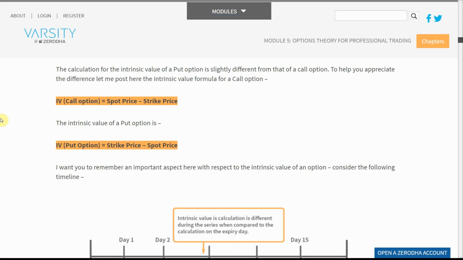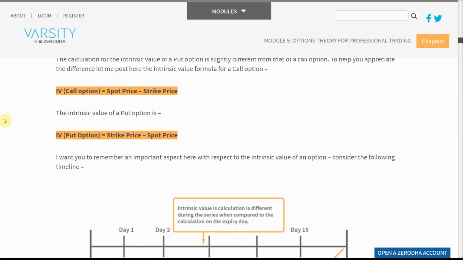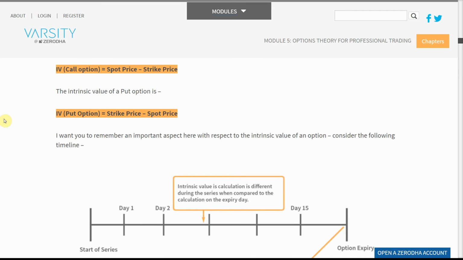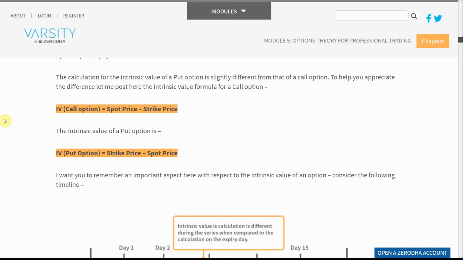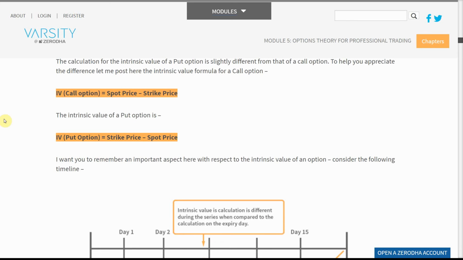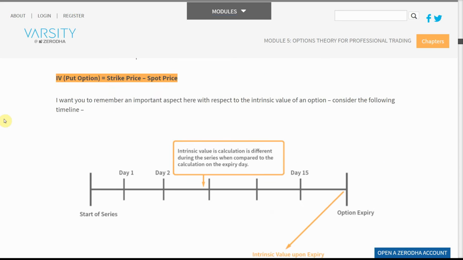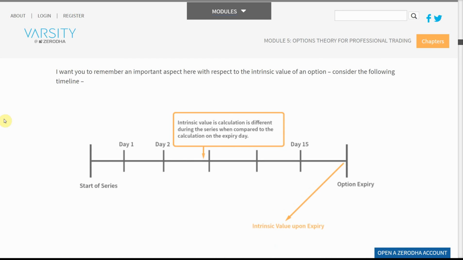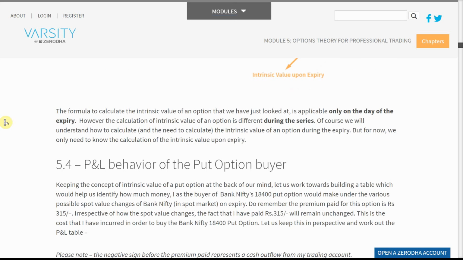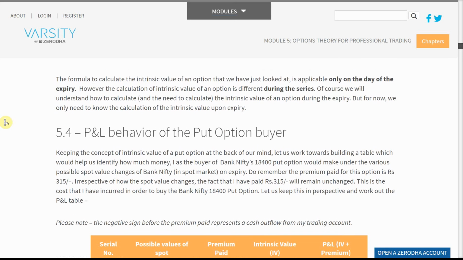I want you to remember an important aspect here with respect to the intrinsic value of an option. Consider the following timeline. The formula to calculate the intrinsic value of an option that we have just looked at is applicable only on the day of the expiry. However, the calculation of intrinsic value of an option is different during the series. Of course, we will understand how to calculate and the need to calculate the intrinsic value of an option during the series. But for now, we only need to know the calculation of the intrinsic value upon expiry.